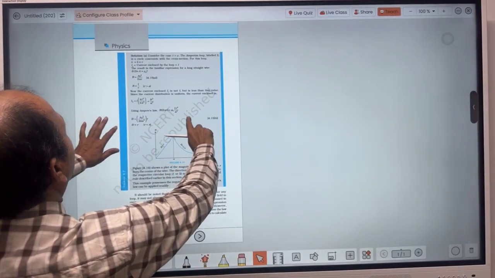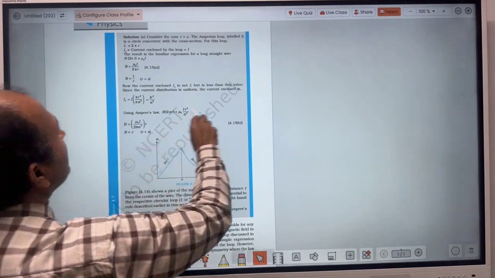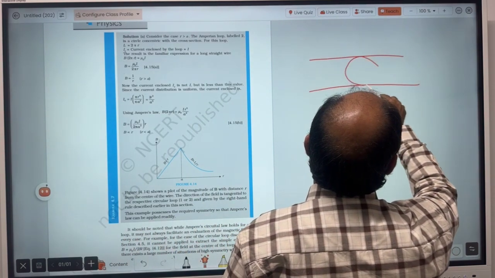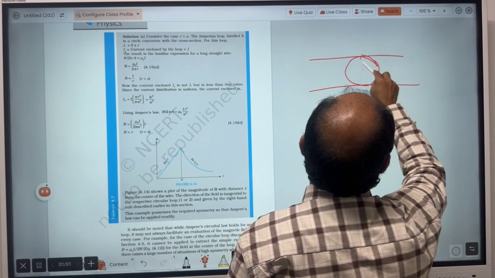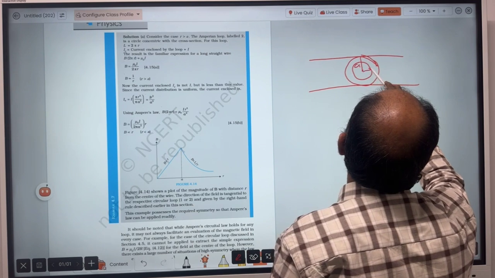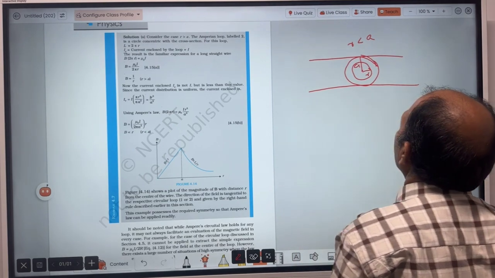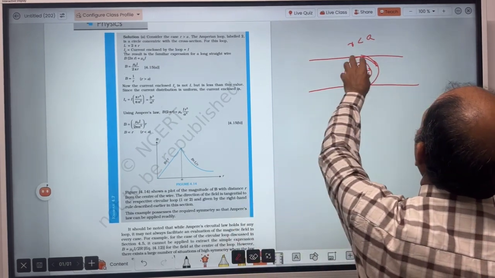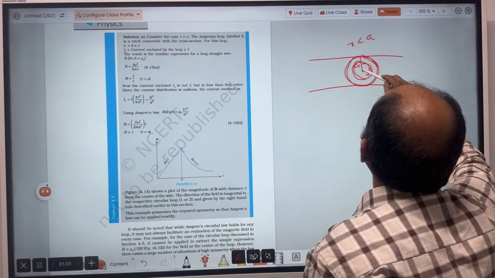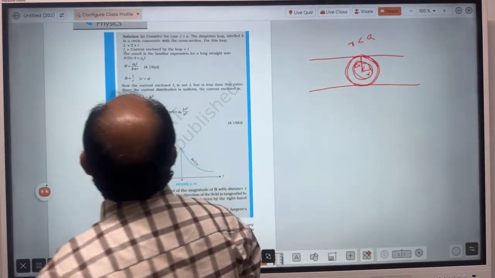Here, first case. First case means we are considering this situation. This is the wire, so this is A, and now we are taking any point here, a small circle. Suppose this is r. Here the situation we are dealing with is r less than A. So we have to find out what is the current in this circular region.